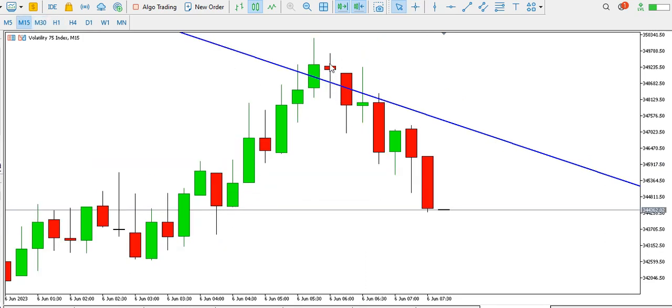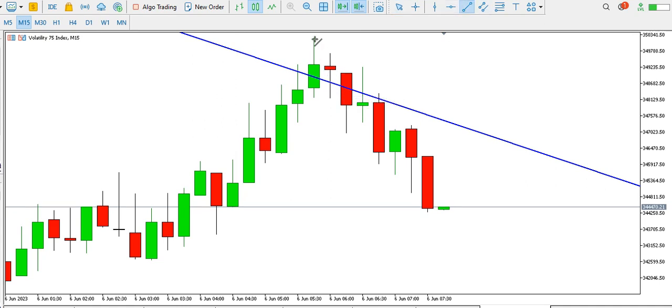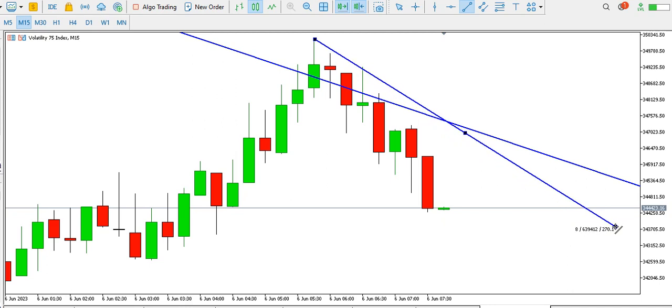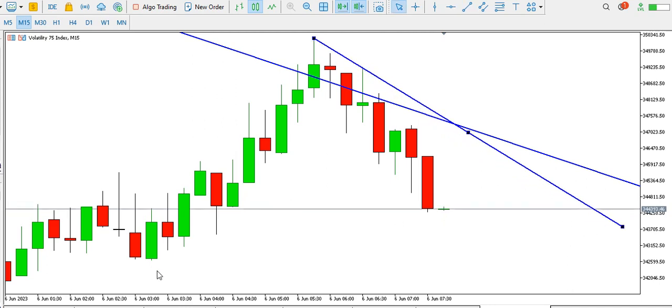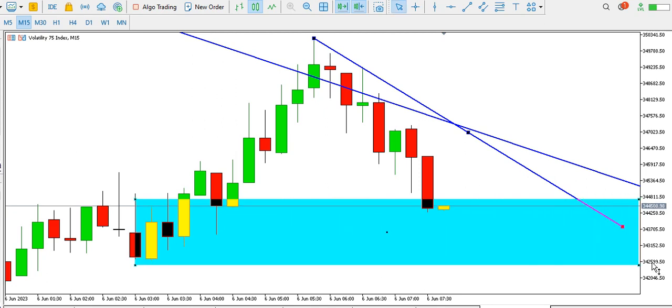On the 15-minute time frame, volatility 75 index is currently bearish, I beg your pardon, as price continues to drop lower. We have this particular demand area around this point. Possibly the demand area around this point could serve as a short buying point, up to this particular descending trend line, for the price of volatility 75 index to continue to drop much lower. So that's what we have on the 15-minute time frame.